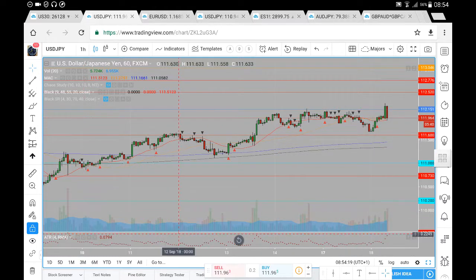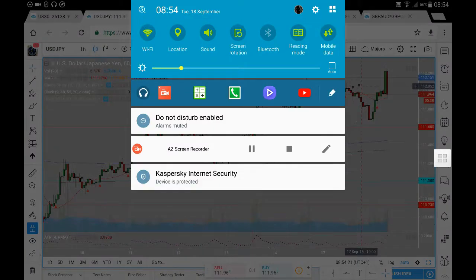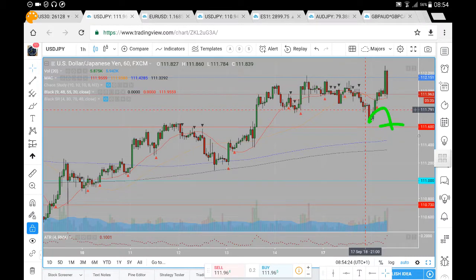If, however, we do see a breakdown from this 11.60 here on the US dollar Japanese yen, we should be aware of the 200 and 400 period averages, but the very next horizontal level of note is a move down towards that 111. Don't anticipate price to move much beyond the 111 to the downside.